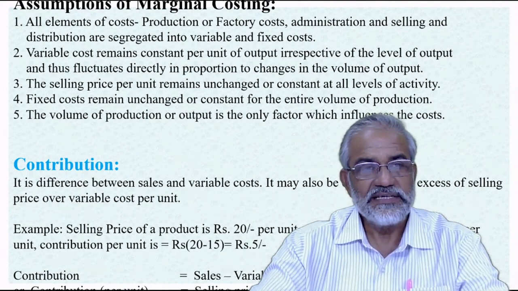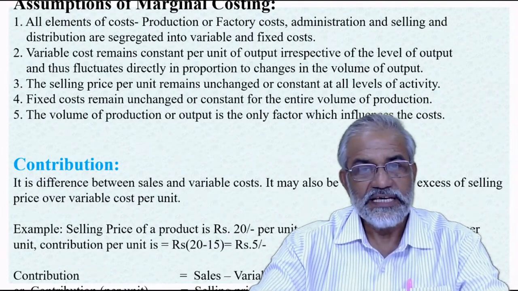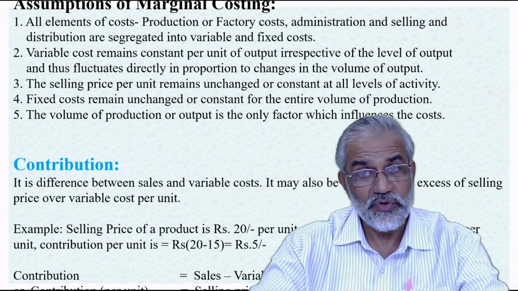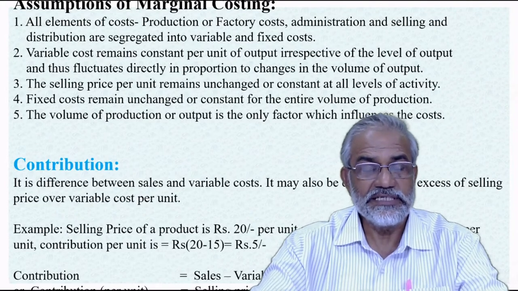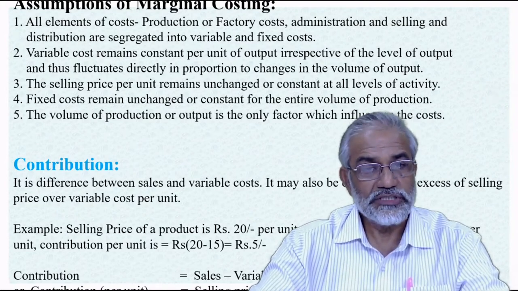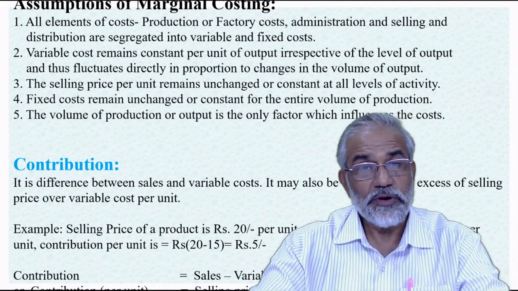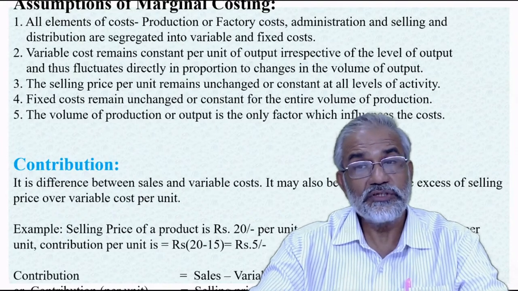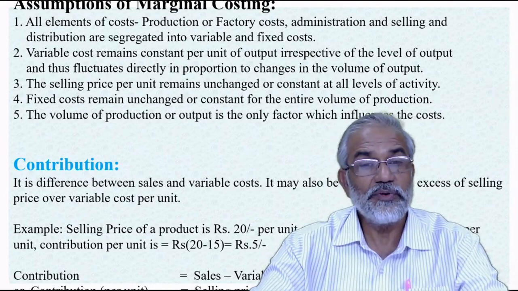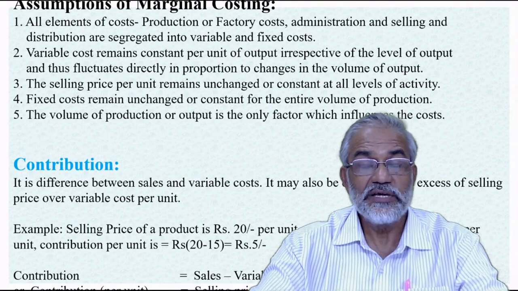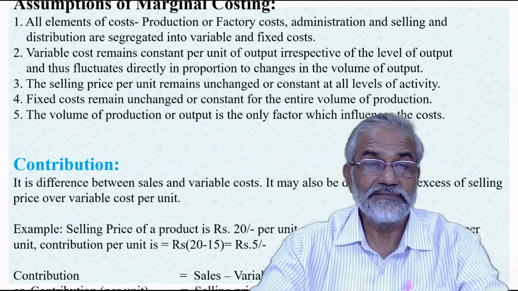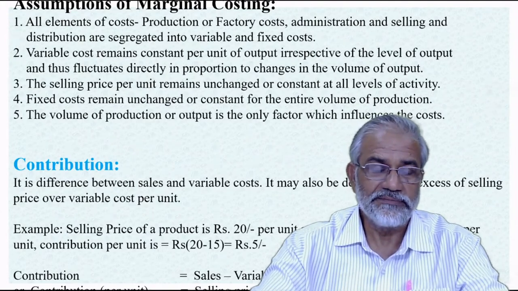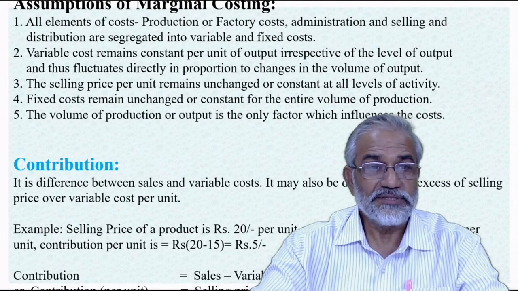The third assumption is the selling price per unit remains unaltered or unchanged, or it remains constant at all levels of activity. Whether the volume of production is 100, whether it is 1000, whether it is 10,000 or 1 lakh, the per unit selling price will remain unchanged. It will remain constant. That is another assumption of marginal costing. Otherwise, it will not work out properly. That is the third important assumption.